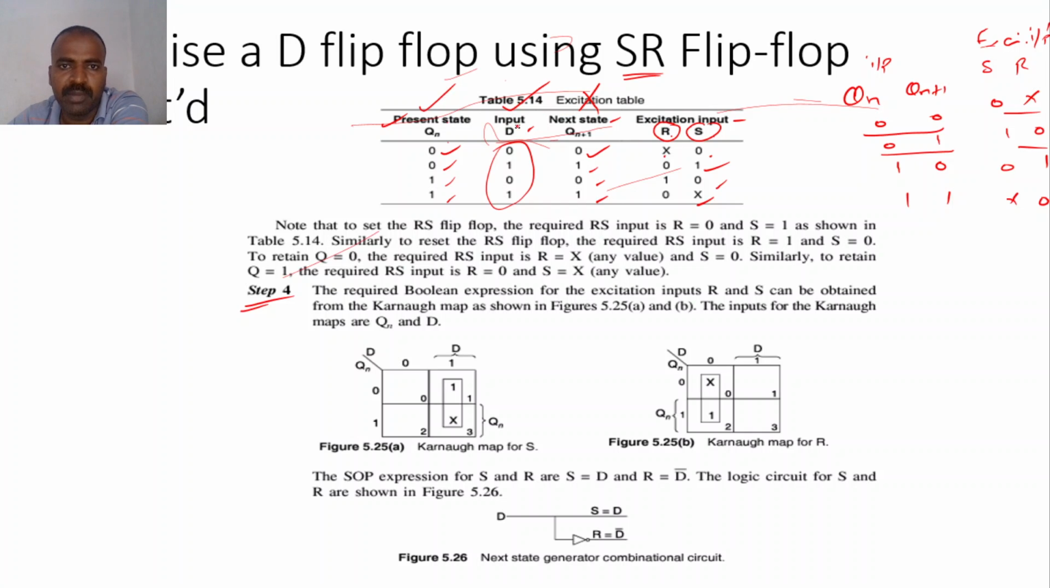So here two variables are there. Two variables means we need a two variable K-map. One is the present state Qn, another one is the input D. So have a look at this. Qn is taken here and D is taken here. So this is for S and this is for R.